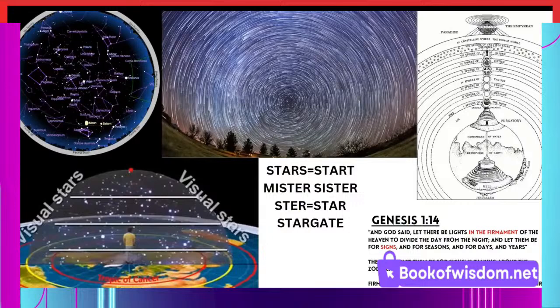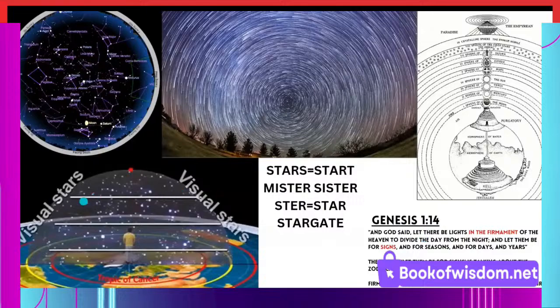And what are stars? In the Bible, it says in Genesis 1:14, "And God said, 'Let there be lights in the firmament of the heaven to divide the day from the night, and let them be for signs.'" Signs translates to things to come. Why things to come? The stars tell the future.